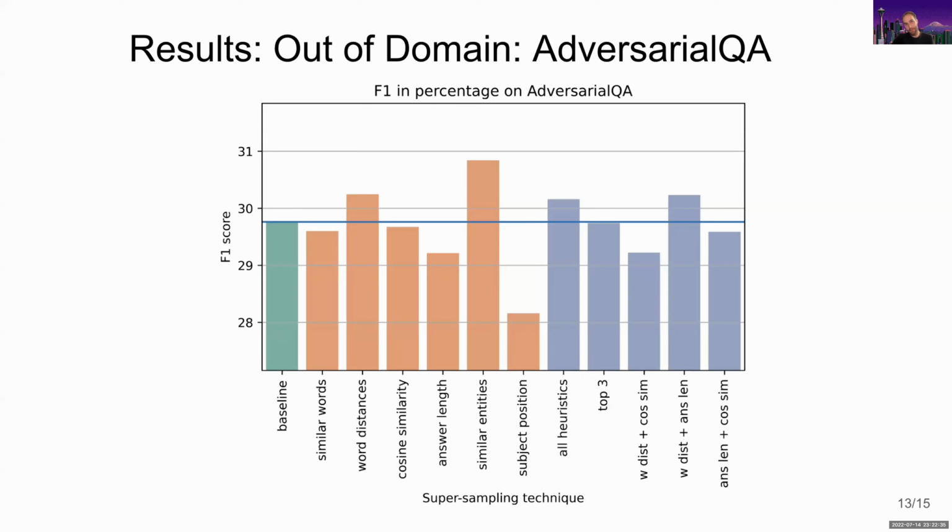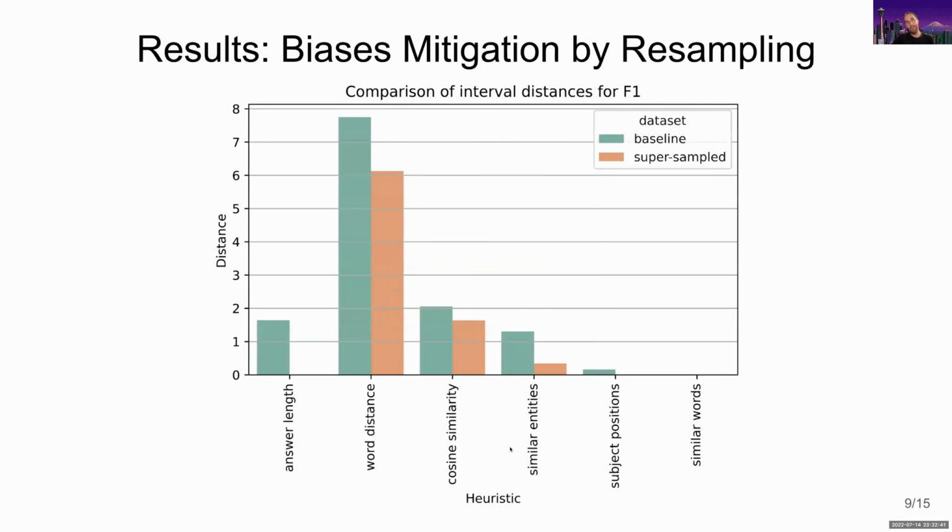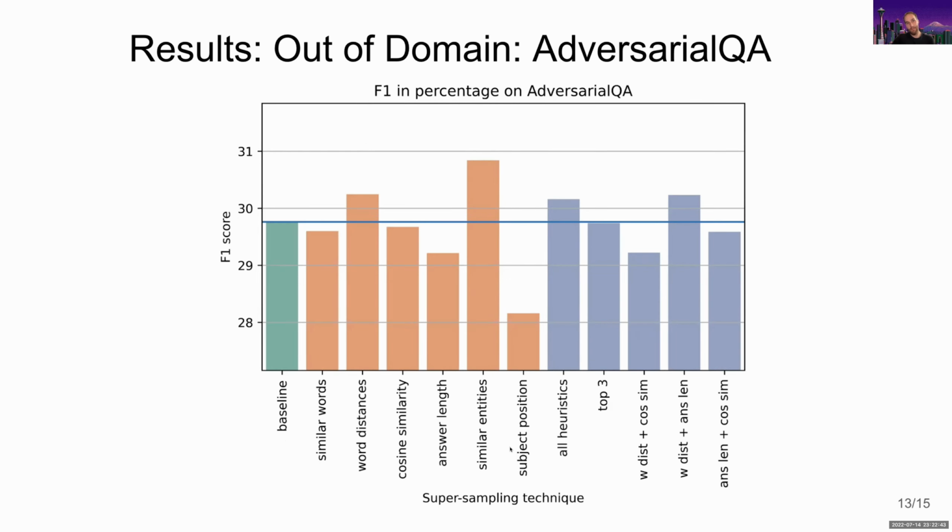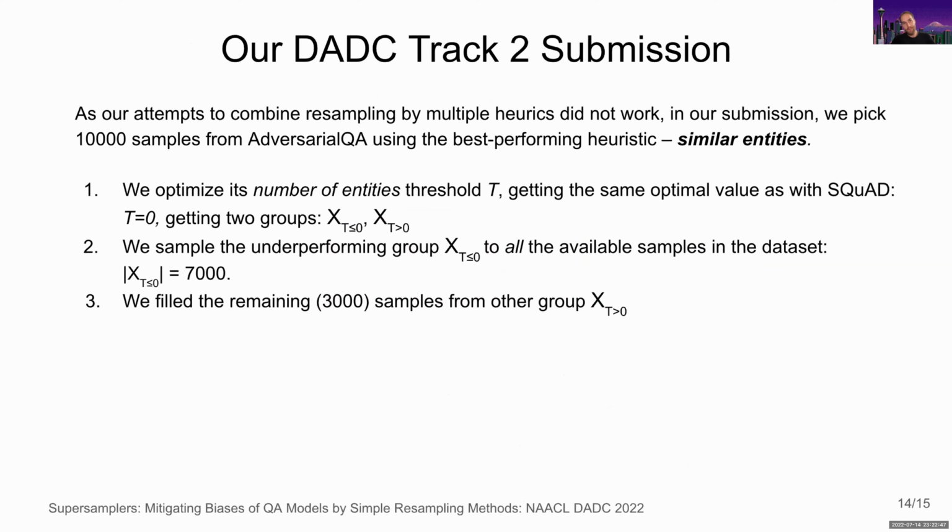To our surprise, resampling by similar entities bias brings average gains in all cases, including in-domain, which is difficult to explain for us, though. Finally, we construct our DADC submission from the AdversarialQA dataset by resampling by our most successful heuristic, which is similar entities.